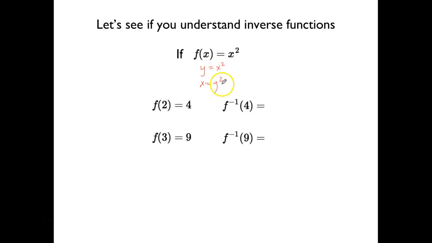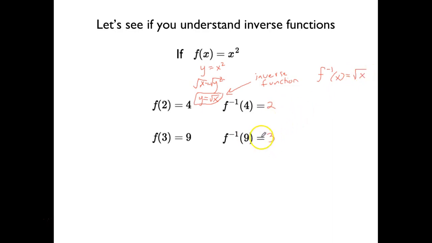And you just solve for y. So in this case, you square root both sides. And that's going to leave you with y equals square root of x. And this would be your inverse function. The way that we usually denote that in mathematics is f to the negative 1 of x. That means inverse is equal to square root of x. So if you were to plug in 4, square root of 4 would be 2. And if you plugged in 9, the square root of 9 would be 3.